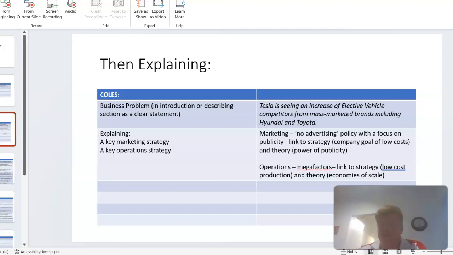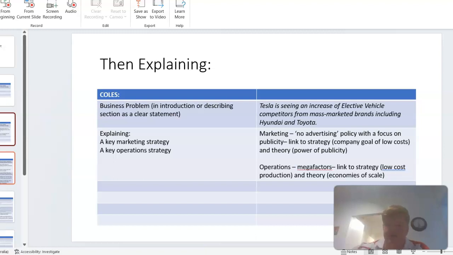In operations, they talk about their mega factories, and that's linked to the operation strategy of economies of scale. So you can talk a little bit about economies of scale, and again, you're linking it back to this strategy that Tesla effectively want to be a low-cost provider of cars. And you can find a lot about that in the media at the moment. If you wanted to prove that, the boss, Elon Musk, who has a significant shareholding, talks a lot about the fact that his priority is making Teslas cheaper so more people can buy them. So that would be in your explaining section.